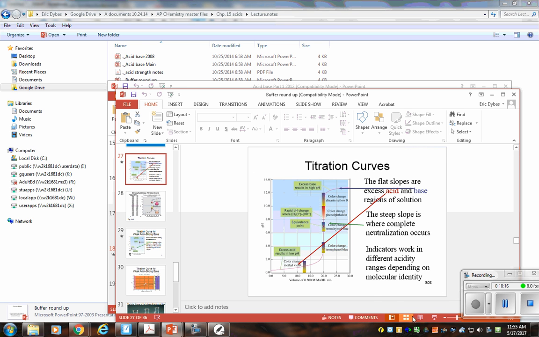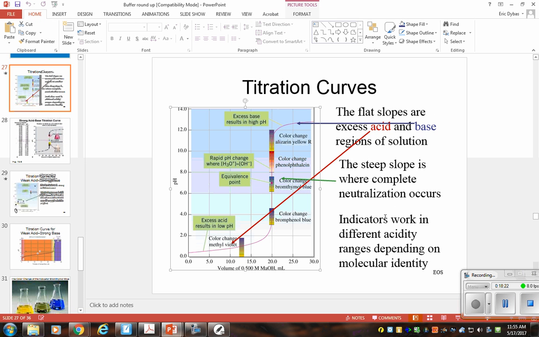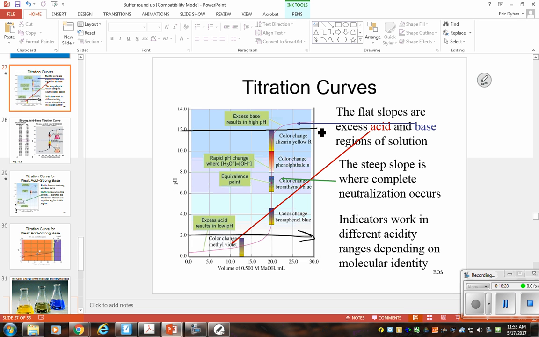Here's how it works. Watch this. This is how you do this real easily. You find 2.0, you make an arrow. You find 12.0, you make an arrow. Anything above is a strong acid. Anything below is a strong base. Right? So strong acid there, strong acid there, strong base there. Anything in the middle is weak.